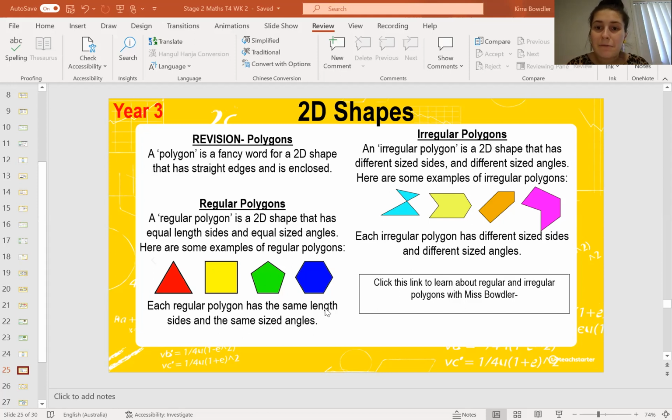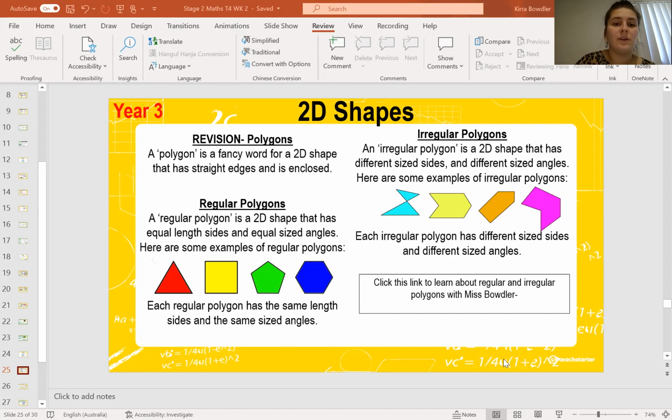That takes me to irregular polygons. An irregular polygon is a 2D shape that has all different sized sides. So their sides are not equal and they have all different sized angles, that they are not the same. So here are some examples of what irregular polygons may look like. As you can see here, there's lots of different shapes. All of their sides are all different lengths. Their angles are all different sizes. Some are small like this. Some are big and wide. So they are all different sized sides and all different sized angles, which means they are irregular.